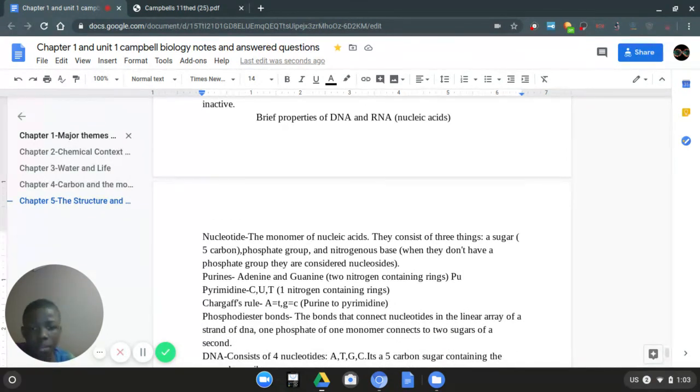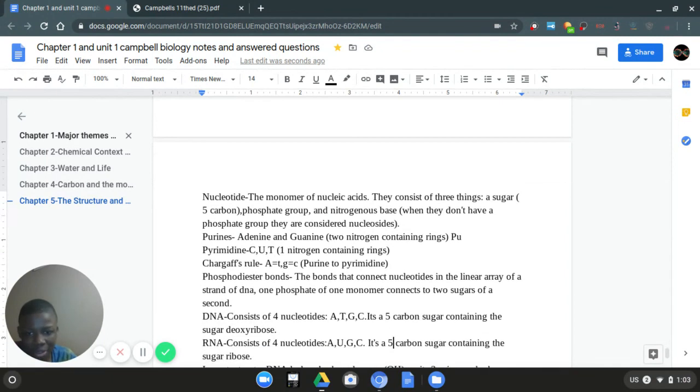Phosphodiester bonds are bonds that connect nucleotides in one strand together. Basically, the phosphate of one nucleotide connects to the sugar group of another nucleotide, and that's what phosphodiester bonds are. Honestly, if you just break it down, you can memorize it: phospho, then diester, like 2 esters. That's why knowing your roots is very important.